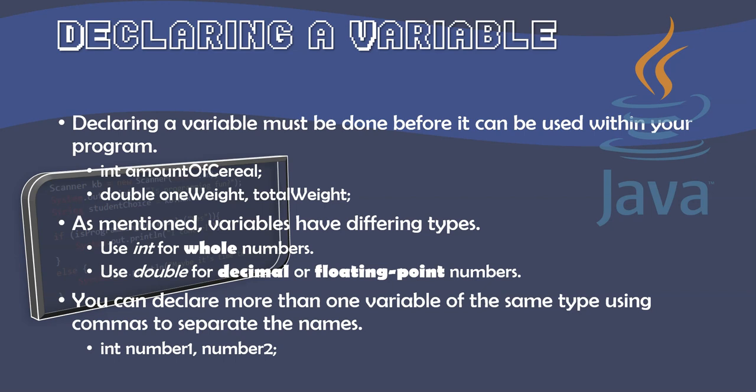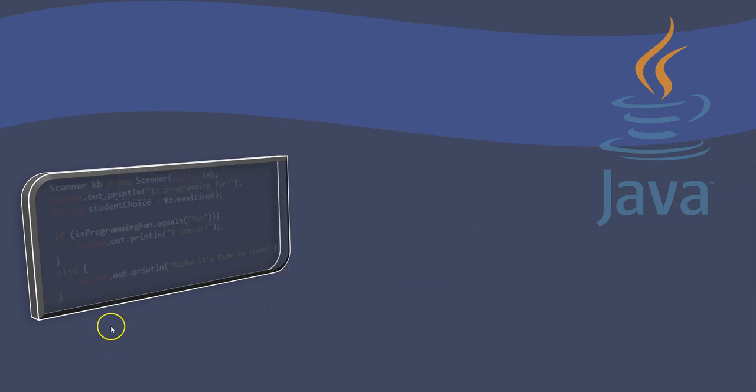Now, we can declare more than one variable of the same type using commas to separate the names. And we see that above with double one weight, comma, total weight. But here's another example. Int number 1, comma, number 2. What that tells the programming language, in this case Java, is that number 2 is the same type as number 1 because it's on the same line of code. When we see this semicolon here, that means this is the end of that line. So when Java looks at this, it sees int, okay, that is what type number 1 is, and because it sees this comma and has not yet seen a semicolon, it's going to infer that number 2 is also going to be an int.